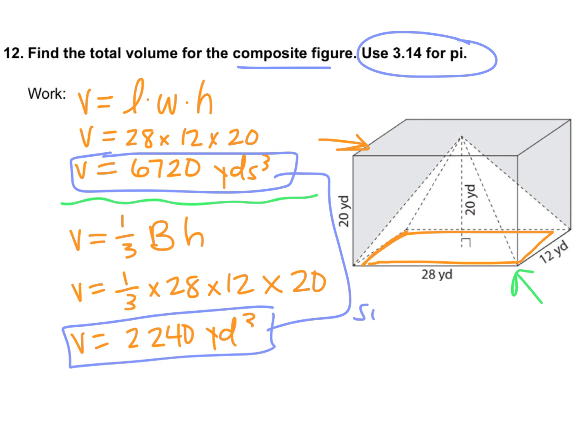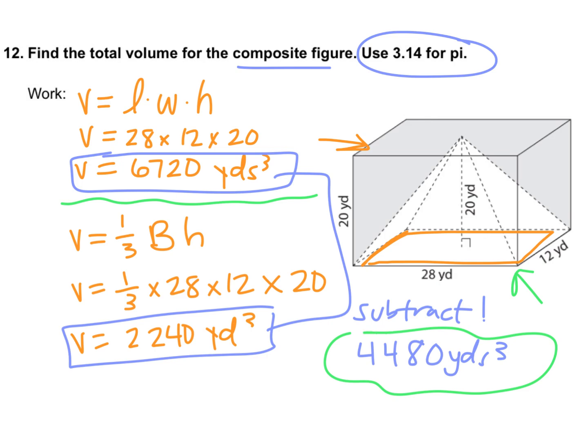And because this seems like it's hollowed out, I'm going to take those two values and I'm going to subtract. And when I subtract those, I get a grand total of 4,480 yards cubed, or cubic yards, for my composite.